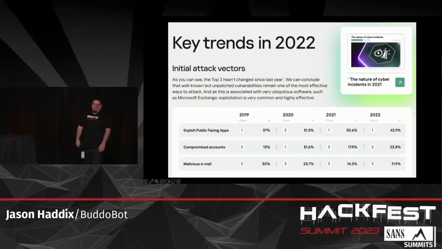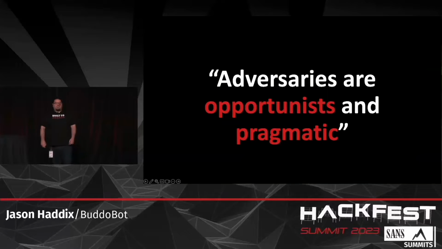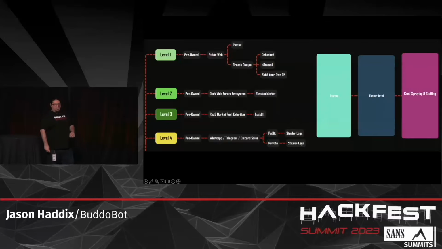You can see here that exploiting public-facing apps, and most of these are web apps, in 2022, and then compromised accounts and malicious email, which means phishing. Again, these are things I'm going to bring up during the talk. Like I said, adversaries are opportunists, and they're very pragmatic. And having a little bit of experience growing up on the dark web, this is very true. So this is the mental model that I think most people run through.